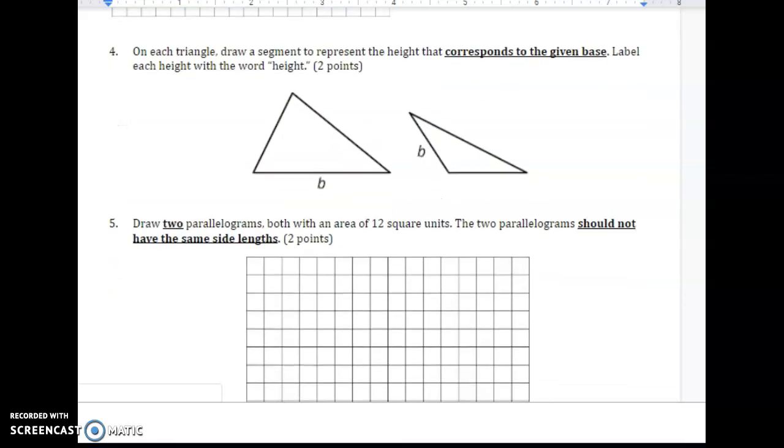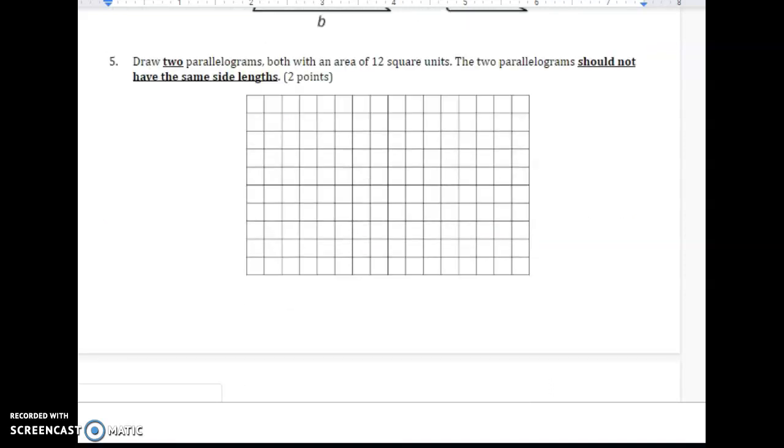Question 4. On each triangle, draw a line segment to represent the height that corresponds to the given base. Label each height with the word height. Question 5. Draw two parallelograms, both with an area of 12 square units. The two parallelograms should not have the same side lengths.